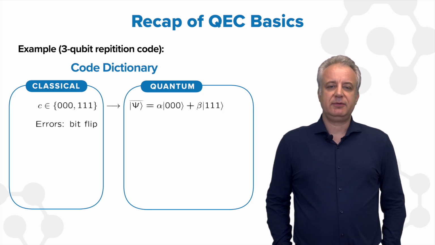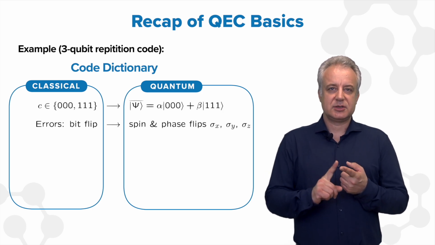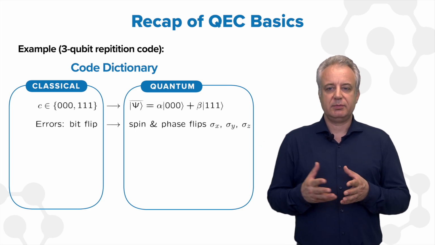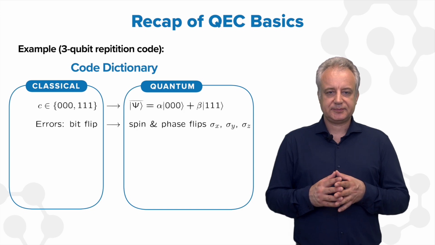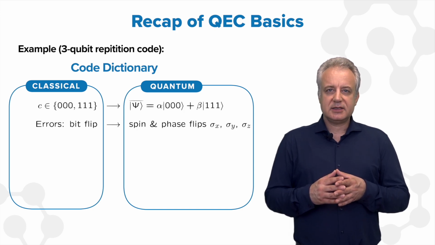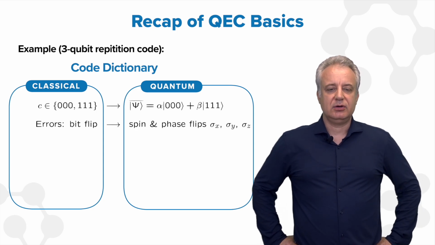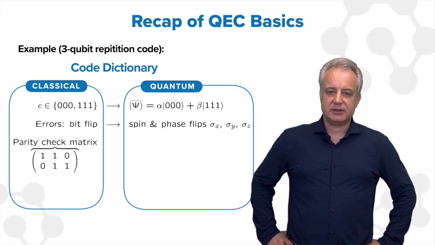Classically, your errors are bit flips, just bit flips. Quantum mechanically, you can have two types of errors. You can have spin flips and phase flips and their combination. So Pauli flips: sigma x, sigma y, and sigma z. In the classical code, and not just this repetition code, any linear code, you have a parity check matrix that tells you about possible errors.